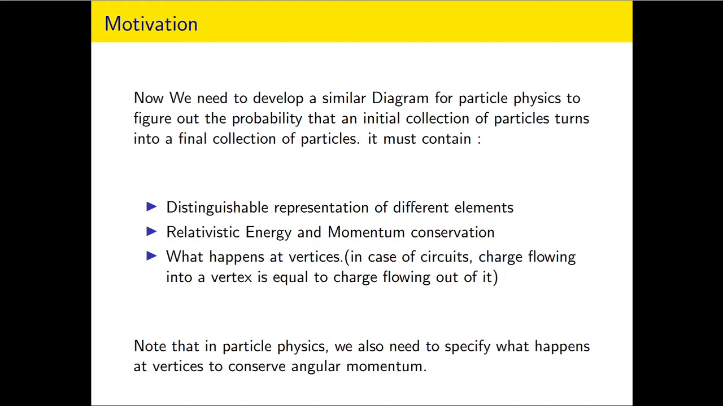So a diagram for particle physics should have these three points basically. It should have a distinguishable representation of different elements. Elements meaning the different particles and how they interact. So it should conserve relativistic energy and momentum, and it should explain what happens at vertices. And since we're dealing with particles with different spins, angular momentum should also be conserved. Next slide, please.